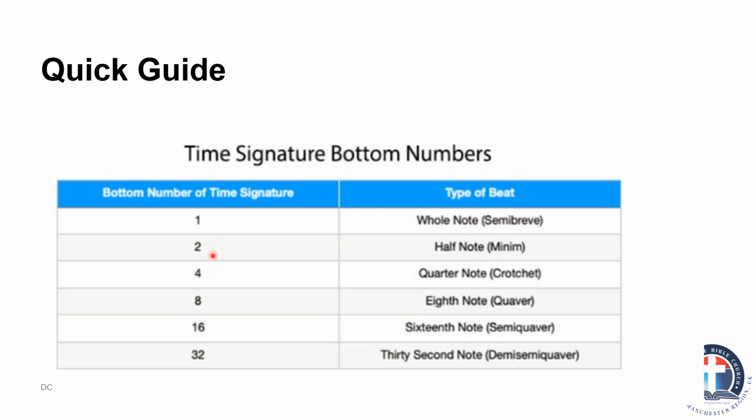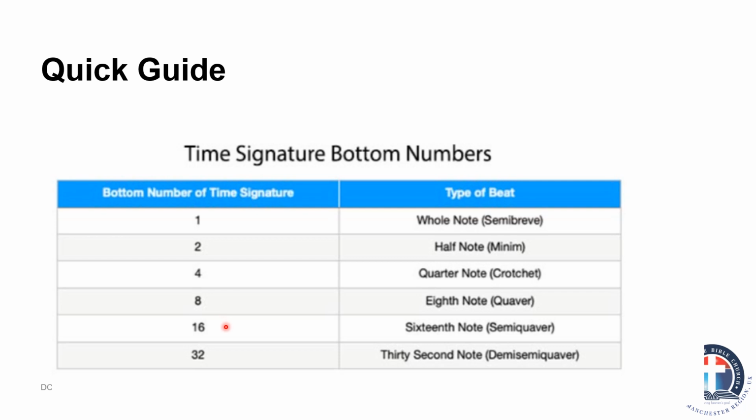When you have 2 at the bottom, again, it's 1 over 2, half, a half note or minim beat. If you have 4 at the bottom, it's 1 over 4. 1 over 4 is what? Is a quarter. So it's a quarter note or a crochet. If you have 8, 1 over 8 is what? Aha, it's an 8th note. So you have an 8th note or a quaver beat.